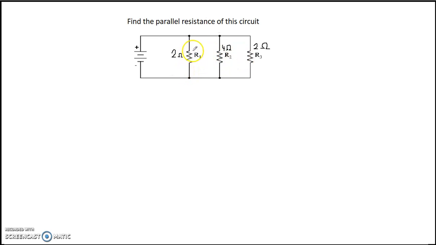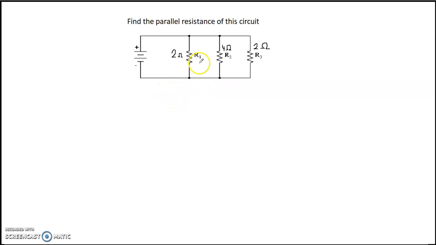Resistance is basically an opposition of electrical flow. When electrons are flowing through these lines, they'll oppose the flow, and that is what resistance is. It's measured in ohms. So we have three resistors. The first one is 2 ohms, the second one is 4 ohms, and the third one is 2 ohms again. And here is some voltage supply.